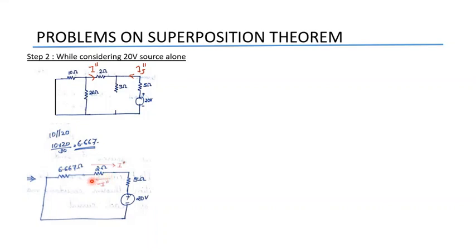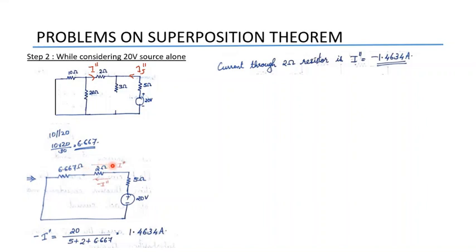Now current through the 2 ohm can be calculated. That will be equal to 20 divided by effective resistance. Here we are having 3 resistors. These 3 are connected in series. So the current will be 20 divided by 5 plus 2 plus 6.667. That is equal to 1.4634 amperes in this direction from right to left.